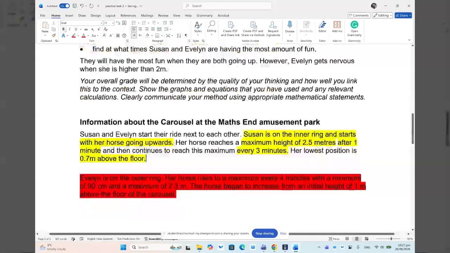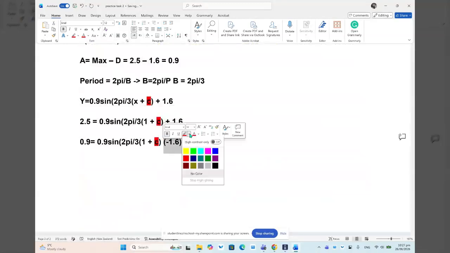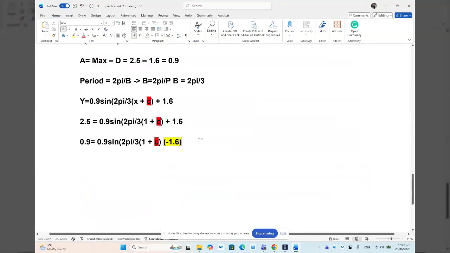So if we do some math, 2.5 minus 1.6 is 0.9 equals all this again, right? Delete the 1.6 because we minus the 1.6 off. So that's how we got the other side to 0.9. And then we divide now. 0.9 divided by 0.9 is 1. So I'm going to do that whole thing again. Equals that whole thing, but now it is divided by 0.9.